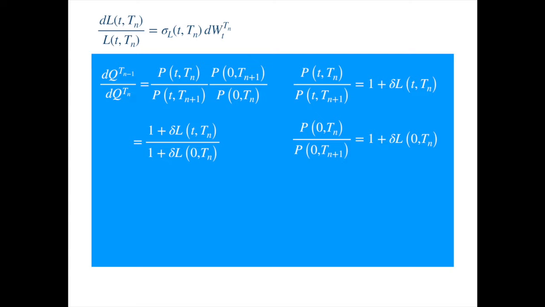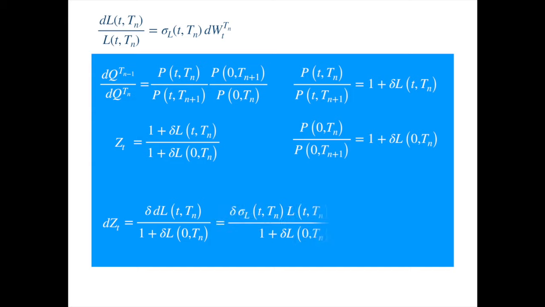Now, we need to link it to the Girsanov theorem, and an easier way to see the link is as follows. Let's denote the Radon-Nikodym by Z. We can easily calculate its differential, noting that the term in the denominator is a constant. And we can substitute the dynamics under the Tn measure.